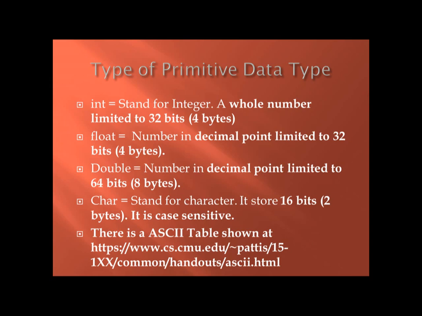It's a number with a decimal point, limited to 32 bits, that's 4 bytes. Double is a number with a decimal point, limited to 64 bits, 8 bytes. Char stands for character. It stores 16 bits, that's 2 bytes. Believe it or not, it's 2 bytes. And I can let you know it is case sensitive.